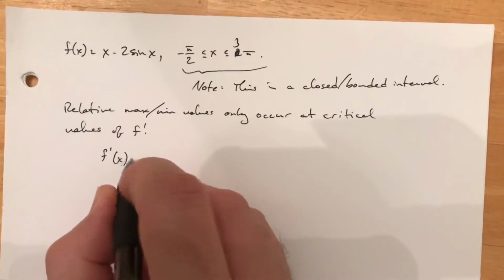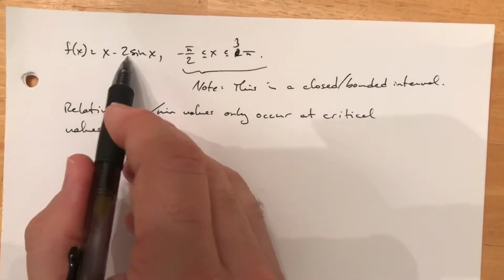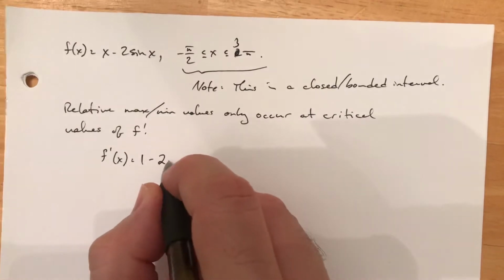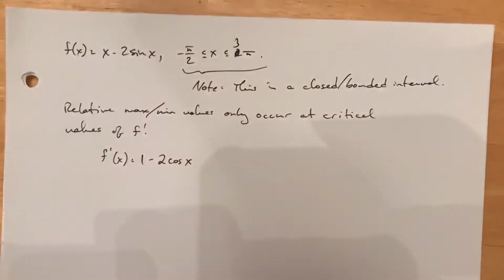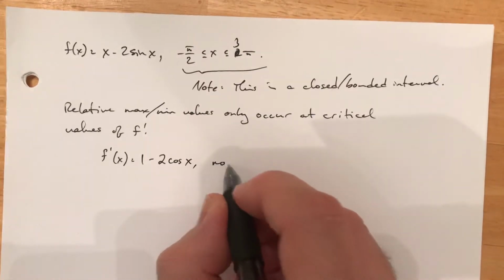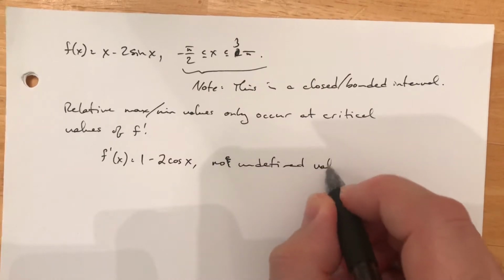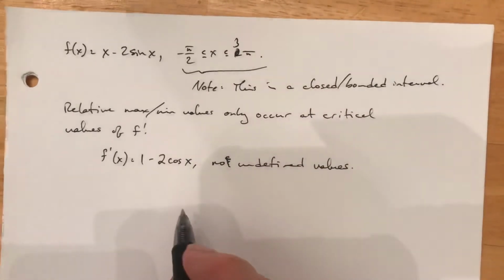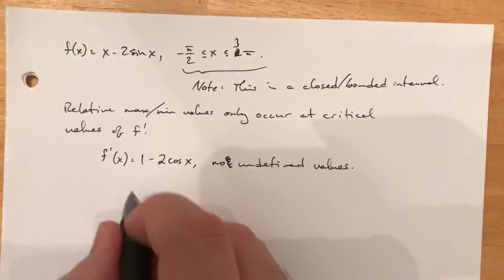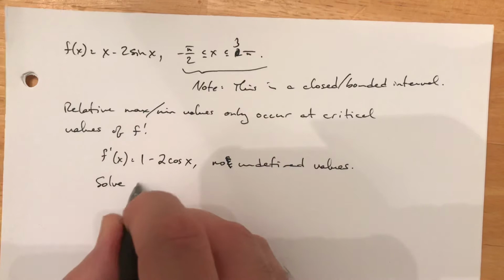F prime of x. The derivative of x is just 1. The derivative of 2 sine x is going to be 2 times the cosine of x. Of course, this is not going to have any undefined values. And so we're going to go ahead and set that equal to 0.